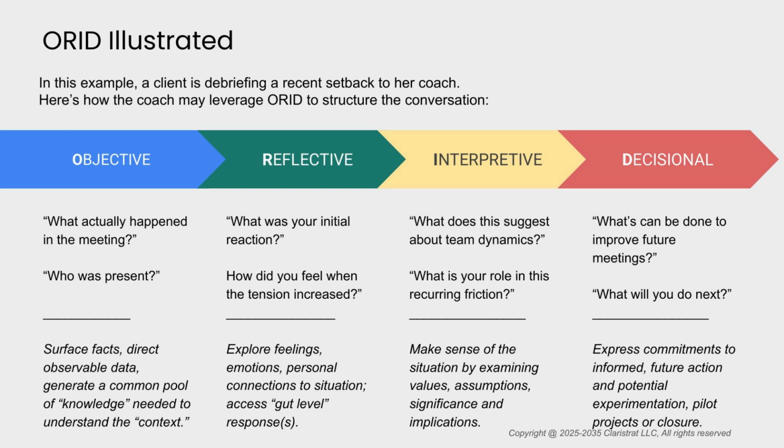Next, the reflective step. What was your initial reaction? How did you feel when the tension increased? This brings in feelings and gut-level responses that often drive behavior. Then comes the interpretive step. What does this suggest about team dynamics? What is your role in this recurring friction? Here, the client makes sense of the situation by examining assumptions, values, and implications. Finally, the decisional step. What can be done to improve future meetings? What will you do next? This translates reflection into commitments and next steps.